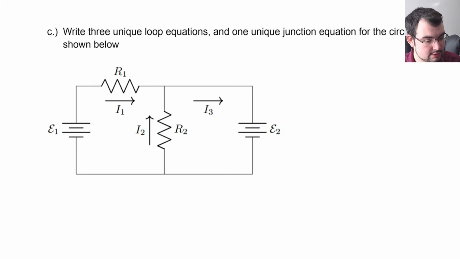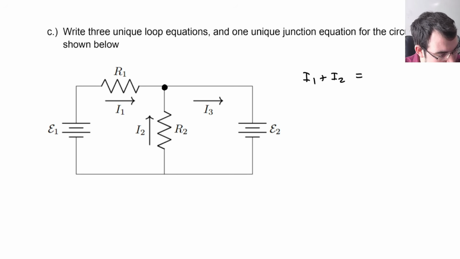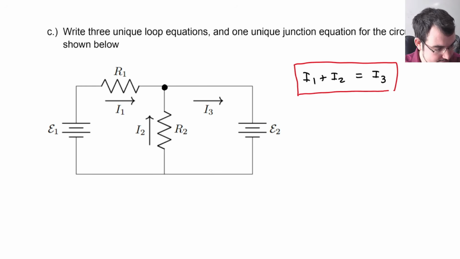Write 3 unique loop equations and 1 unique junction equation for this circuit. Okay. So first, the easier one is to get the junction equation. We can see that I1 and I2 are going into this dot, and I3 is coming out. So for the junction equation, I1 plus I2 has to equal I3. Now, these current directions could be completely wrong. If you solve these and get a negative sign, that's totally fine. We're just going to live with the sign convention here.